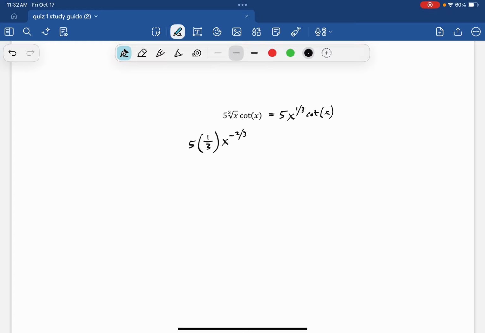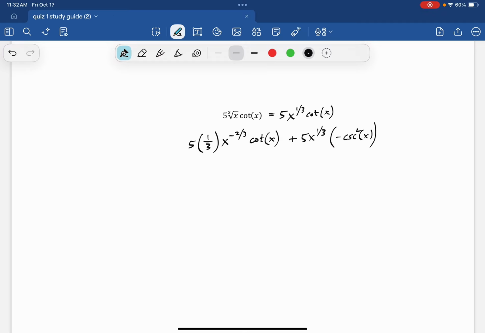Why -2/3? That's because we're simply going to be subtracting 1 from the exponent, right? That's the power rule. And 1/3 minus 1 is -2/3, which you can check for yourself. It's important to be careful with these fractions. Okay, so that's the derivative of the front, and we're going to leave the back alone. And then plus 5x to the 1/3 times the derivative of cotangent, which is negative cosecant squared of x.